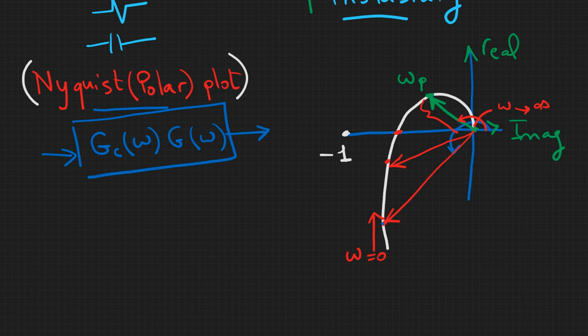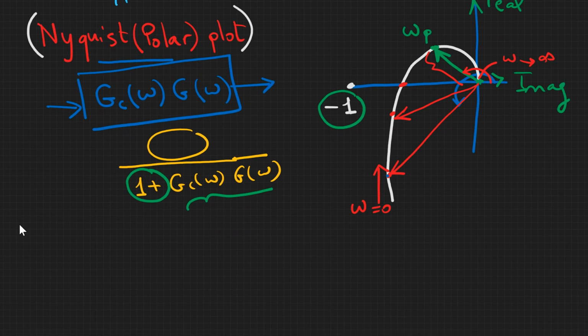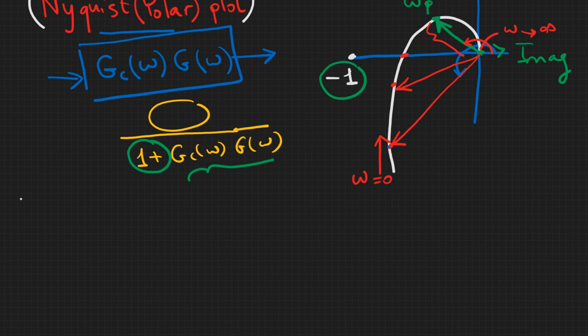We know from our previous studies that we always had in the denominator this term, which is 1 plus Gc of omega times G of omega, 1 plus the open loop, and that's why we always wanted to avoid this -1. So we want to avoid that the open loop goes to -1. When we talked about the Bode plots, we were mostly talking about magnitude and phase: magnitude equals 1, which is 0 dB, and phase equals minus 180 degrees. But here the objective is to try to stay away from this -1 point.